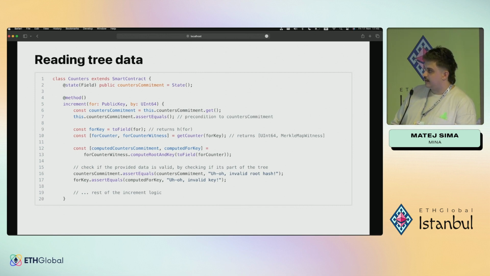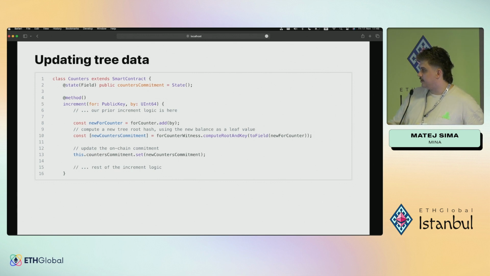So instead of storing counters for every user, we can store a commitment to the tree of the data that we're working with. And then the increment method of the counter would have to get the commitment, therefore the root hash of the tree. It would have to verify that the data we're working with, the actual counter, is part of the tree, and then write the changes to the tree itself by updating the root hash of the tree and storing the root hash on chain again. So this is how you would update the Merkle tree. You would have to add the numbers together as we've done before, and then compute the root hash of the Merkle tree using the new counter value.